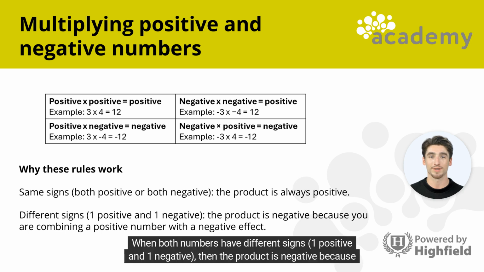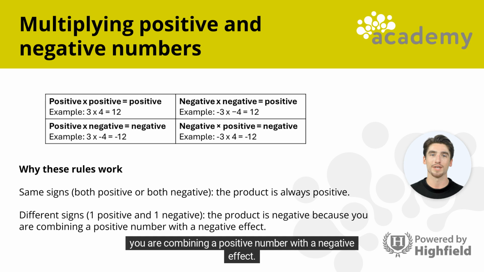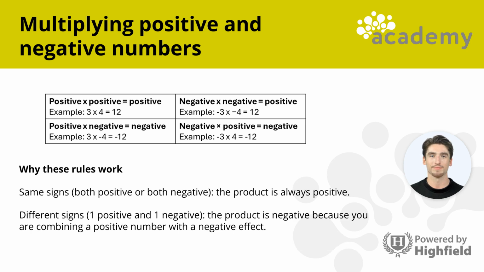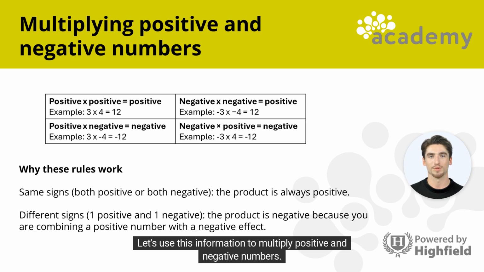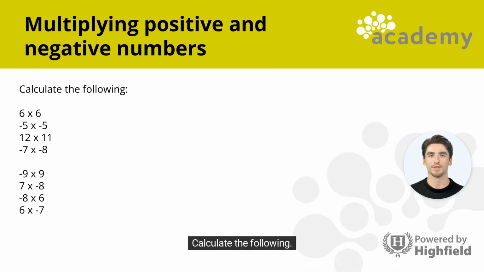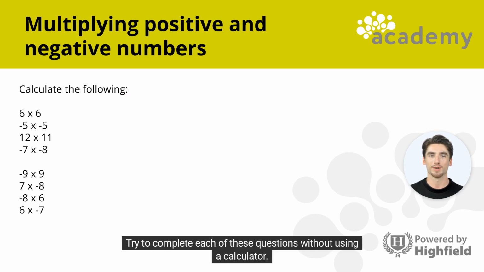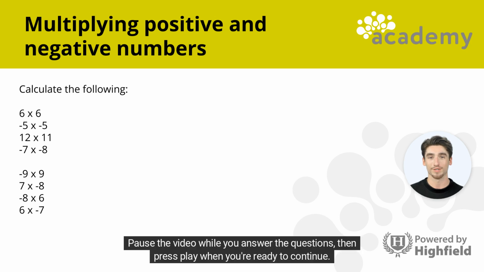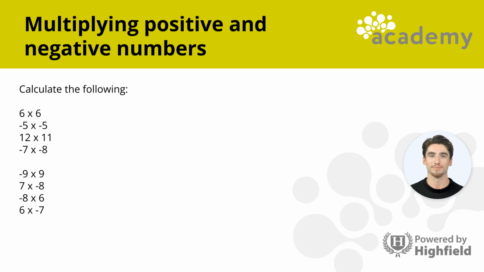When both numbers have different signs, one positive and one negative, then the product is negative because you are combining a positive number with a negative effect. Let's use this information to multiply positive and negative numbers. Calculate the following. Try to complete each of these questions without using a calculator. Pause the video while you answer the questions, then press play when you're ready to continue.